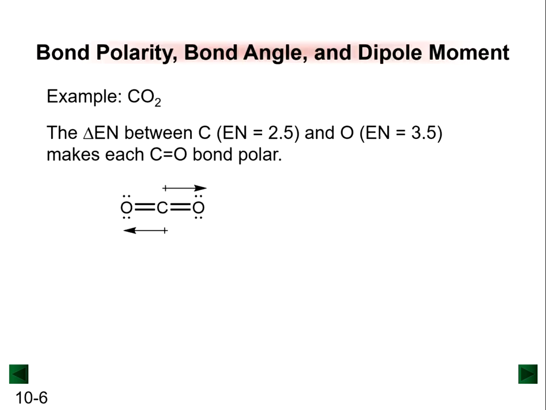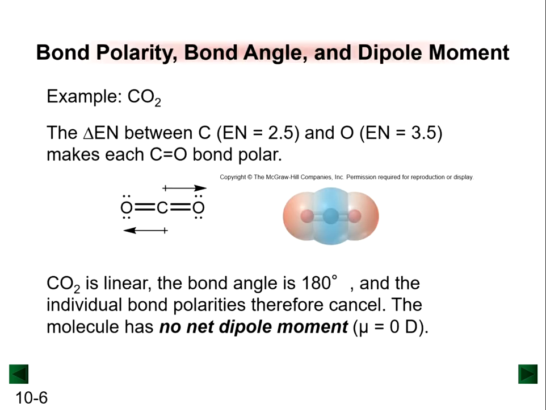Now we go to more complicated molecules. And let's take as our first example, carbon dioxide. Carbon dioxide, of course, has two atoms, carbon and oxygen, with an electronegativity difference of 1.0, oxygen being 3.5, carbon being 2.5. And so we would expect the carbon-oxygen bonds to be indeed polar, which they are. And in general, the carbon side is positive and the oxygen side is negative.